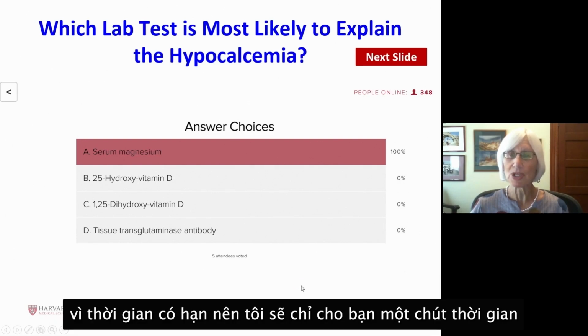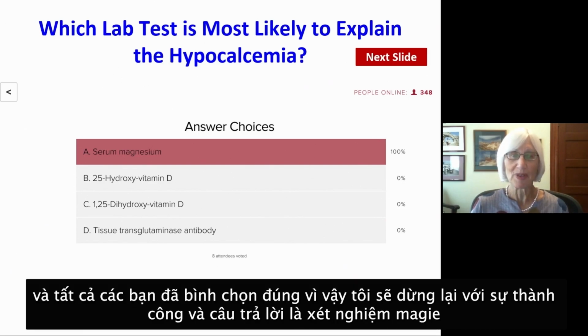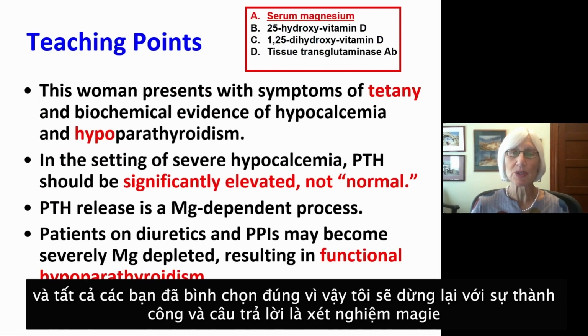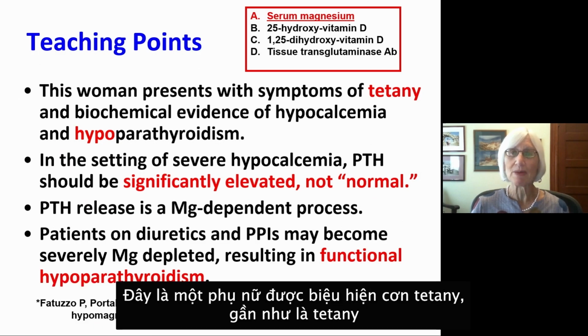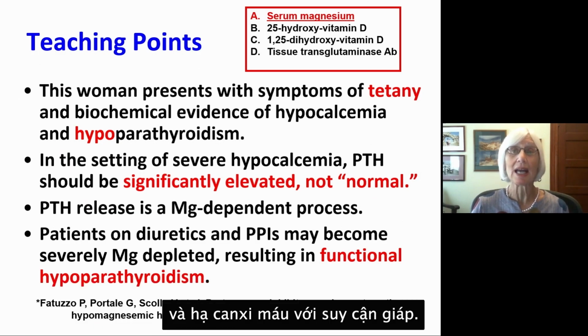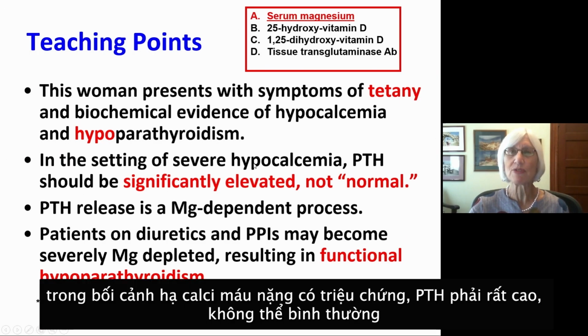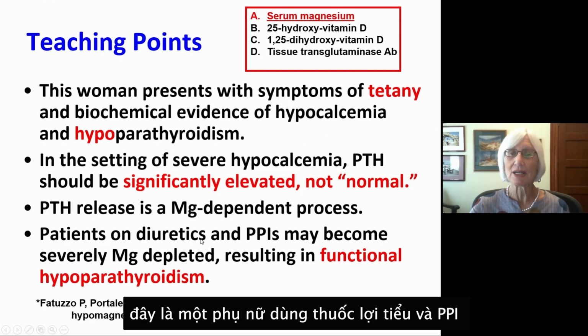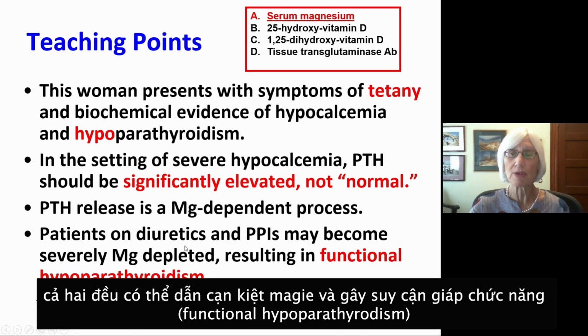For sake of time, I'll just give you a few moments, and all of you, the 8 of you who voted, got it right, so I'll stop with success. And the answer is magnesium. This is a woman presenting with near tetany and hypocalcemia with hypoparathyroidism. In the setting of severe symptomatic hypocalcemia, PTH should be very high, not normal, but it turns out PTH secretion is magnesium dependent. This is a lady on diuretics and PPIs, both of which can lead to magnesium depletion and functional hypopara.